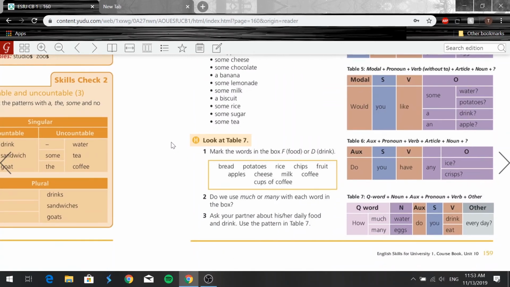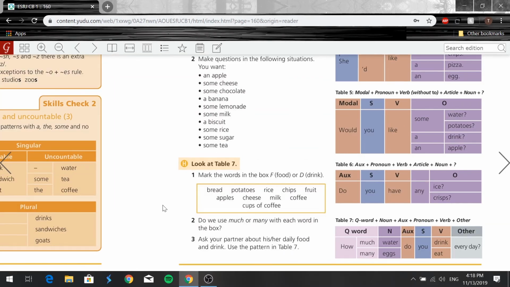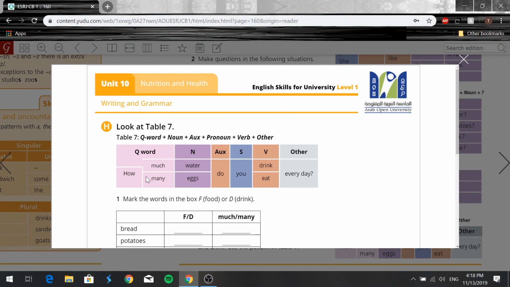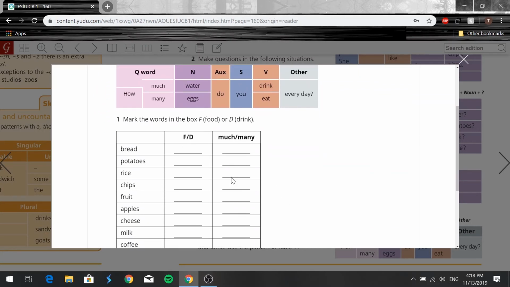Okay? Now let's go to exercise H. Right, so here we have mark the words in the box, F for food or D for drink. Right, so let me open this. Here we have, again, the pattern of the question, right? We'll start with a question word and then much or many, depending on the noun. Then we have water or eggs, again, the noun. Auxiliary, subject, verb, and other, okay? Now let's mark the words in the box if they're food, F, or D, drink, and we gotta identify which words are gonna use much or many.